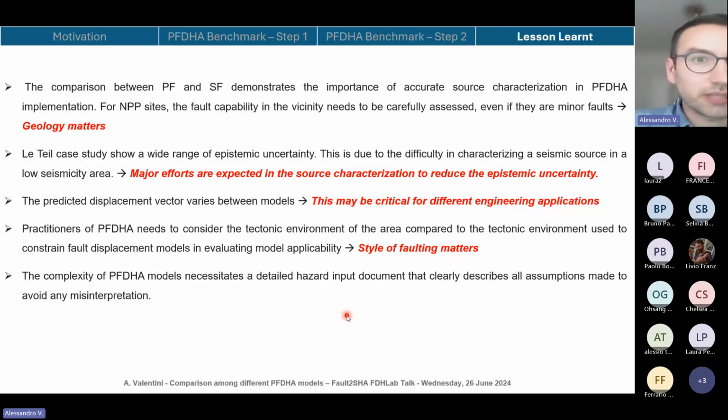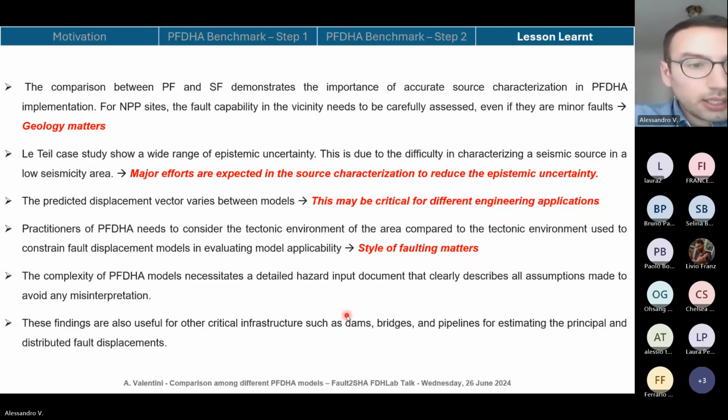Maybe the differences are very low if we do a good job, but we still have a difference in the hazard curve, because at the end not all assumptions are written, not only in Young's paper, but in any PFDHA paper published so far. And these findings are useful not only for critical nuclear installations, but also for other critical infrastructure such as dams, bridges, pipelines, and so on.